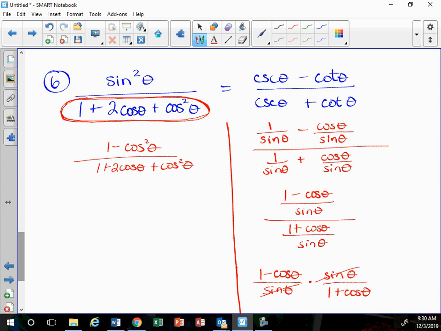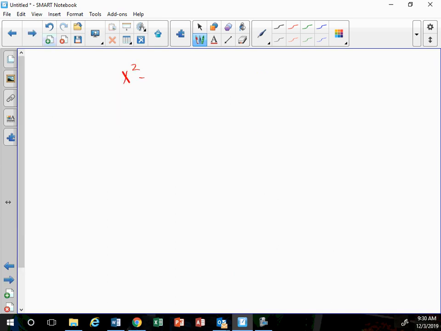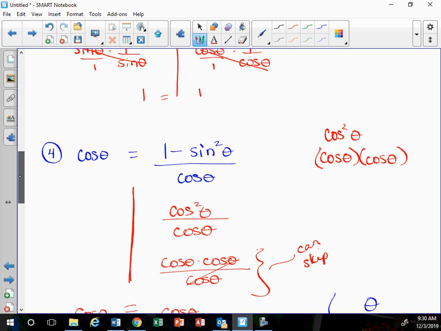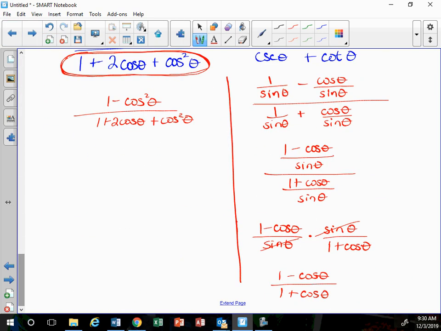So a reminder of some factoring. What if I had x squared minus 9? What does that factor into? That's all we're going to do in the numerator. It's just difference of squares. Okay? So it's going to be 1 minus cosine times 1 plus cosine. Are we okay with that?